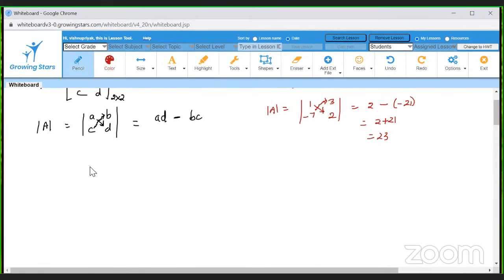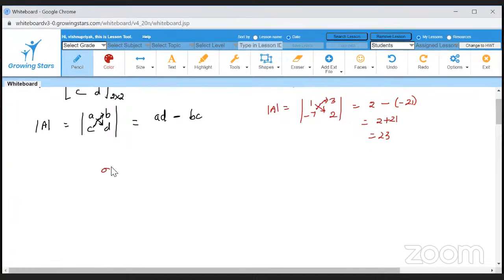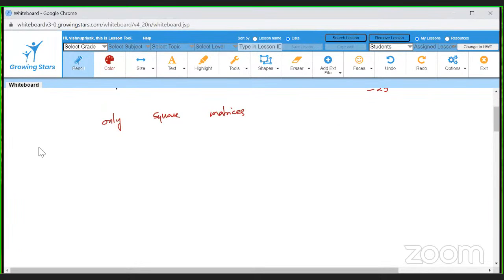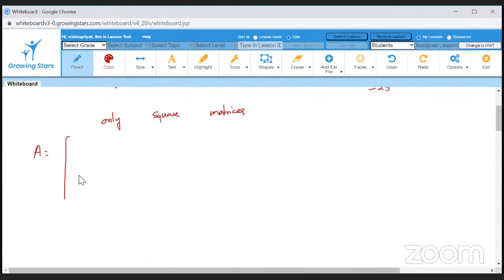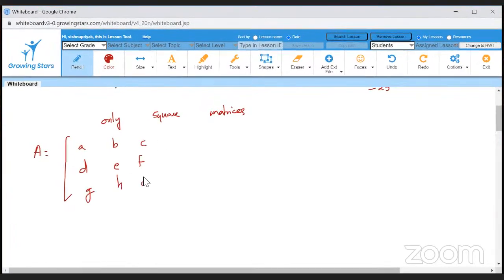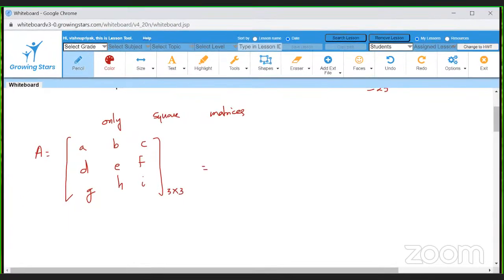You can find the determinant of only square matrices. So a 2 by 2 matrix is very easy. But when you come to a 3 by 3 matrix, like if you have A, B, C, D, E, F, G, H, I, then how to find the determinant?